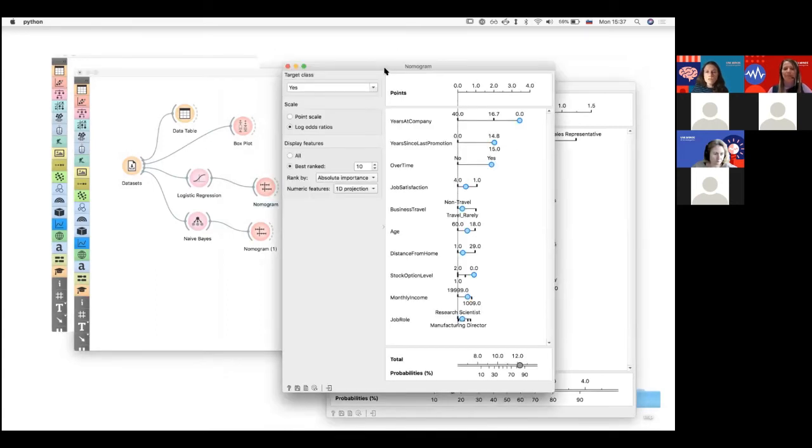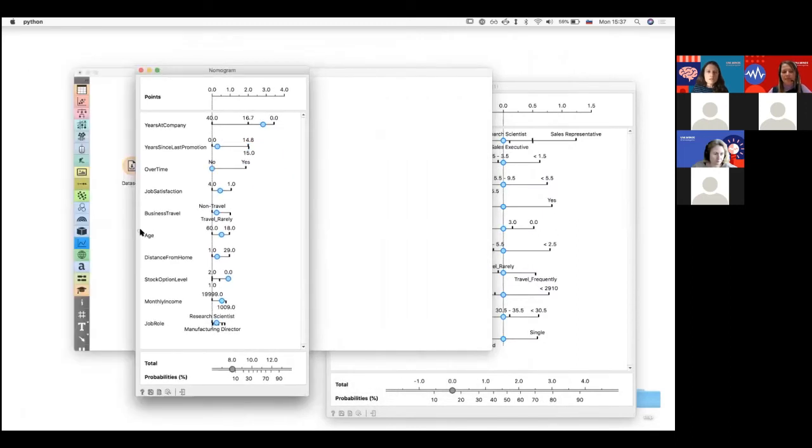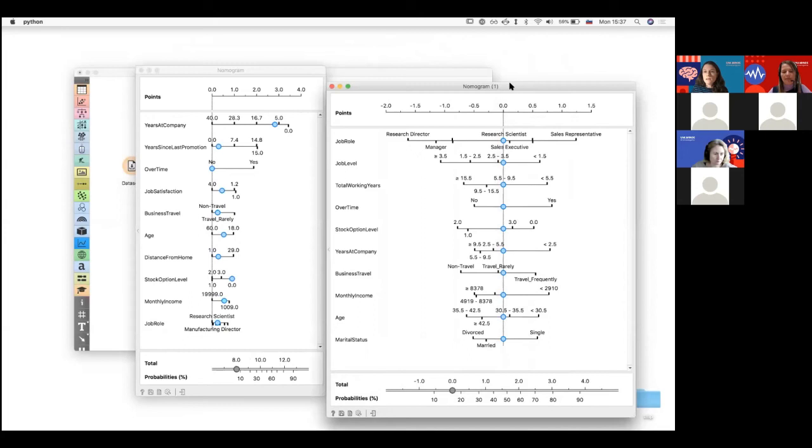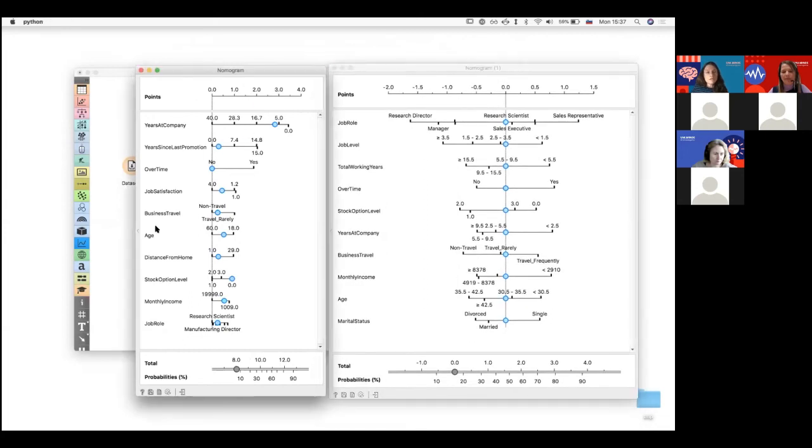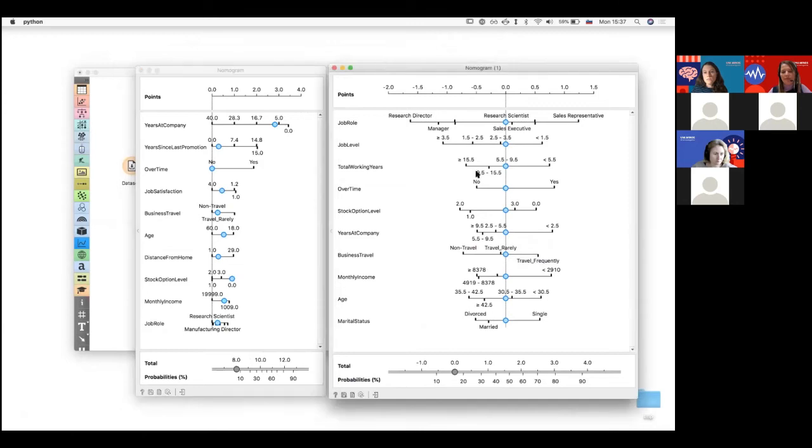Now, I want to talk a bit about the difference between the logistic regression nomogram and the naive Bayes nomogram. So what is different between these two? Obviously, okay, these attributes are different, but it's not just that. Here you see that there's a straight line running through these lines, and these lines are organized according to the center. Here, everything is left aligned. And this is not a coincidence.